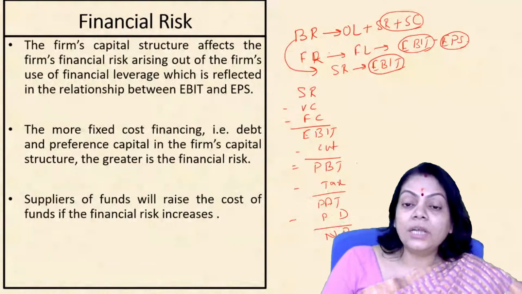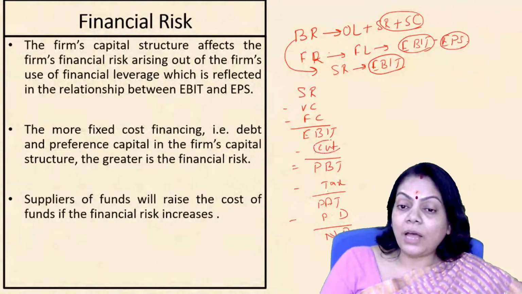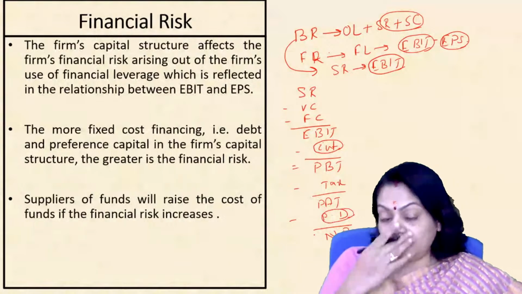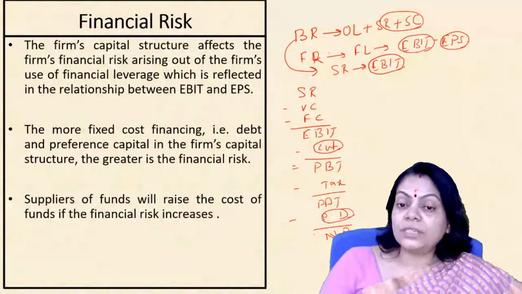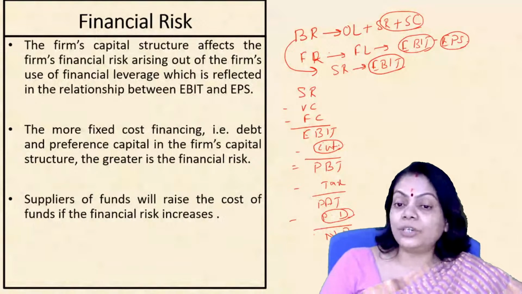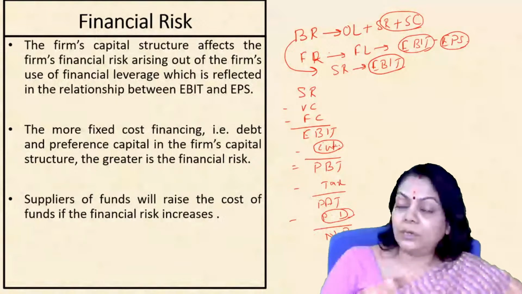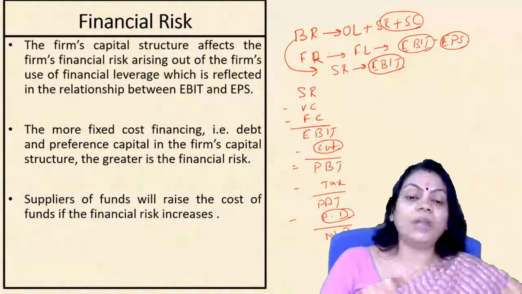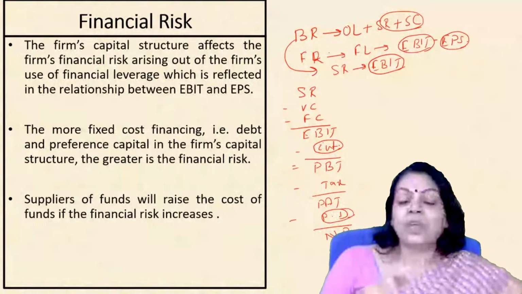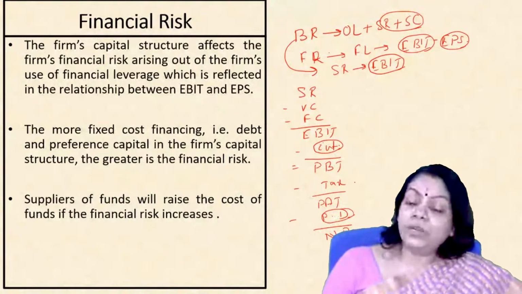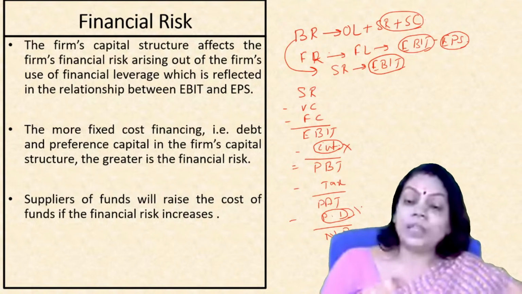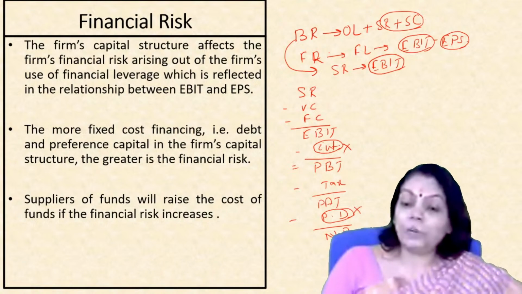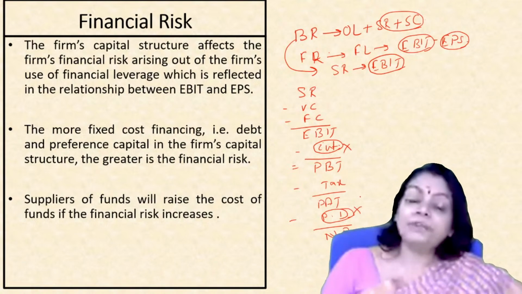Now the point is, if you have interest and if you have preference dividend, then you have financial leverage. If the firm has debenture or loan, it will have interest. If the firm has preference shares, it will have preference dividend. Now, if the firm has only equity as a source of finance, then there will be no interest and no preference dividend. So the firm will not have any financial leverage and it will not have any financial risk.